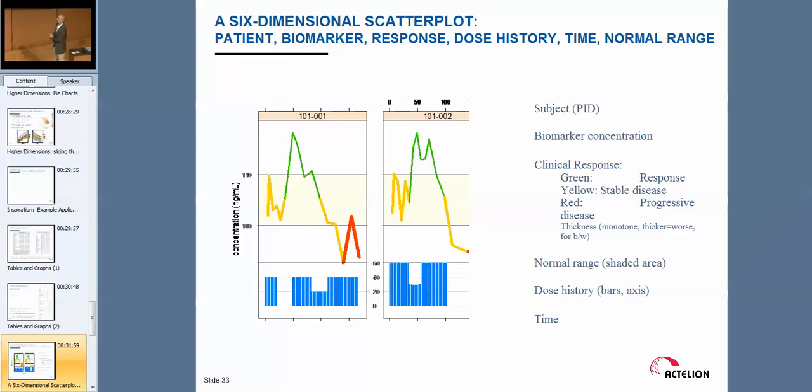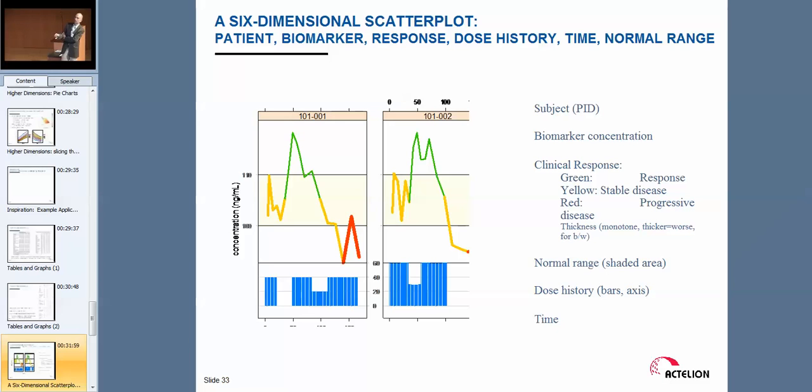Another example here. This is a biomarker that I was asked to look at a couple of years ago. We have the concentration of the biomarker on the y-axis. We have the time in days on the x-axis. So it's a half year study. And there's a lot of data inside this graph that we handed back to the principal investigator at the time. So that's the concentration of the biomarker over time. The color code is the clinical response. Green is good response. Yellow is stable disease, and red is progressive disease.